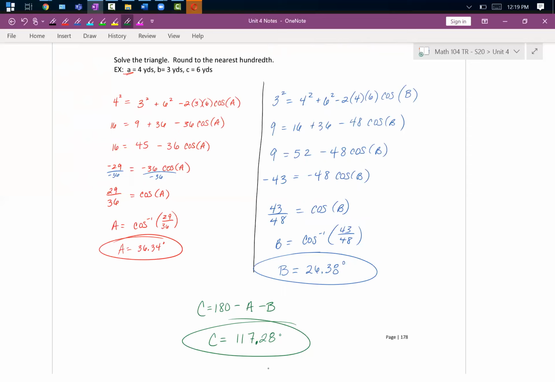On Thursday, we'll look at a couple applications involving the law of cosines. We'll learn a third way of calculating the area of a triangle, and then we're going to move on to vectors.